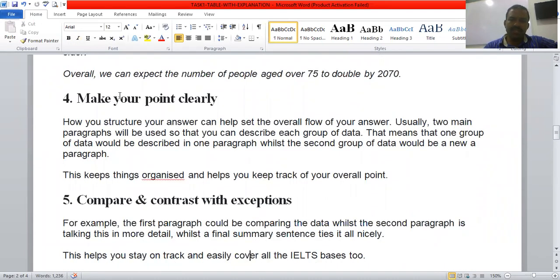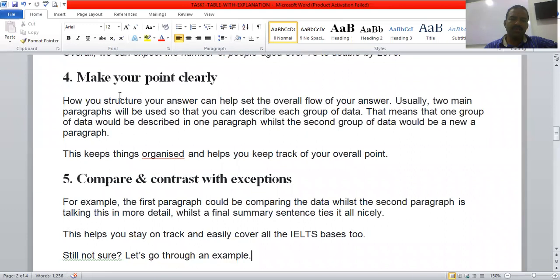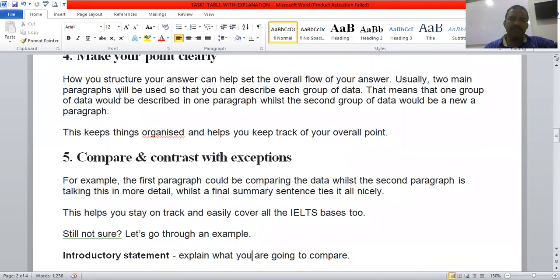How you structure your answer can help set the overall flow of your answer. Usually two main paragraphs will be used so that you can describe each group of data. That means that one group of data would be described in one paragraph, while the second group of data would be a new paragraph. This keeps things organized and helps you keep track of your overall point and your performance.